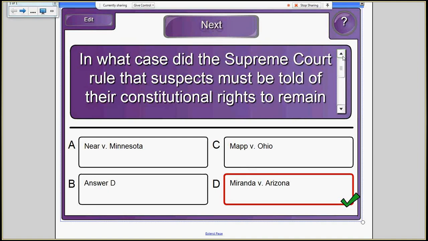Suspect must be informed of his right. You also have Escobedo, which is a case applying the 6th through the 14th, that a suspect must be provided an attorney if he asks for one. These cases are all relating to rights of the accused, and the goal is to protect the defendant.